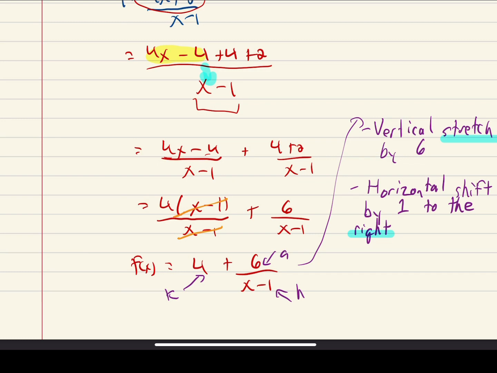That would then give us a vertical stretch of 6, actually by a factor. I'm just going to write factor because remember it's by a factor of 6, not just by 6. So by a factor of 6, and horizontal shift by 1 to the right.